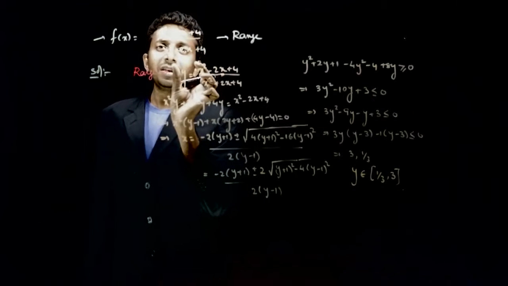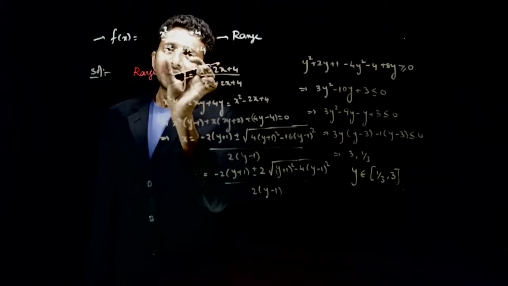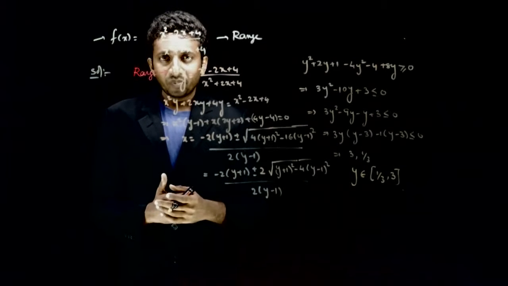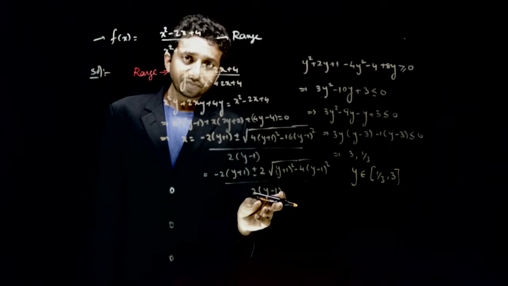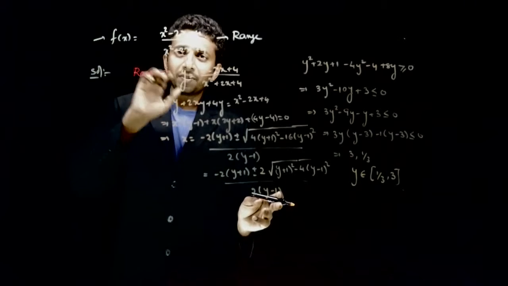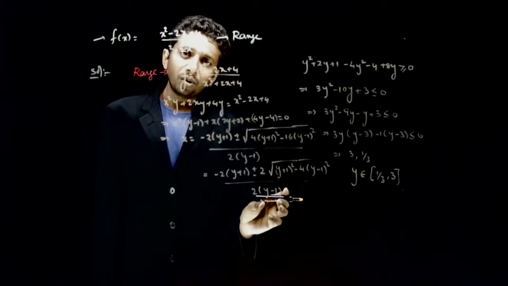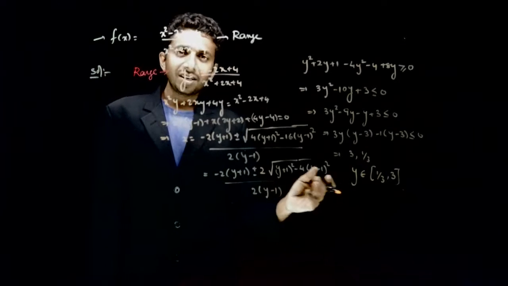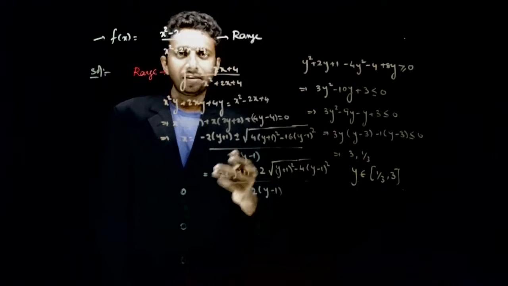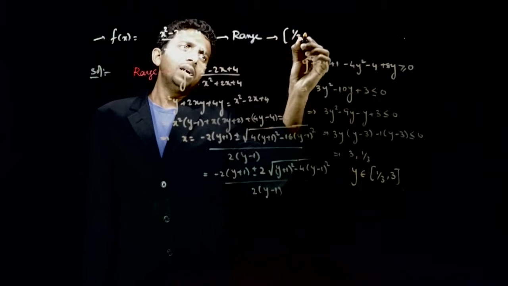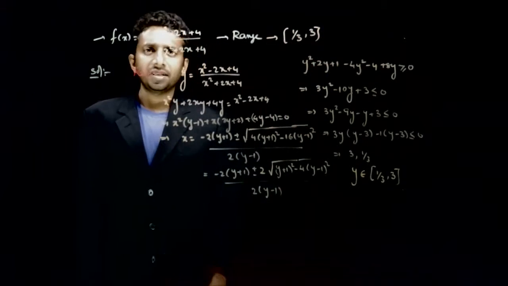But आप cross multiplication करने से पहले देख लीजिए. x equal to 0 पुट किया तो y is equal to 1 is being obtained. So y is equal to 1 आ सकते हैं because we have done cross multiplication. इसके बाद आंसर आया. ठीक है. So y is equal to 1 को omit नहीं करना है. So what is the range? Range is 1 by 3 to 3. So the answer is closed 1 by 3 to 3.